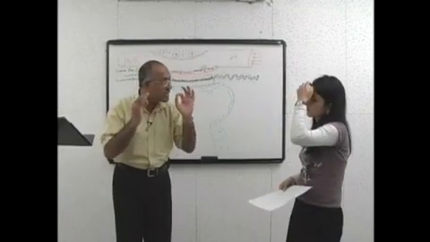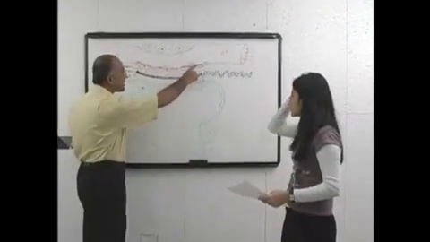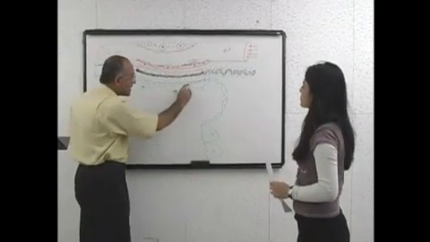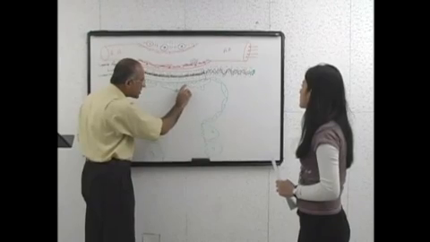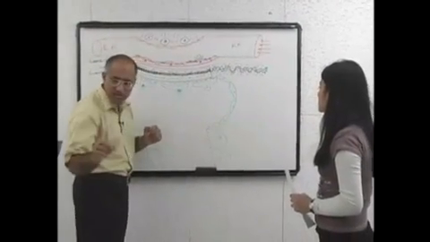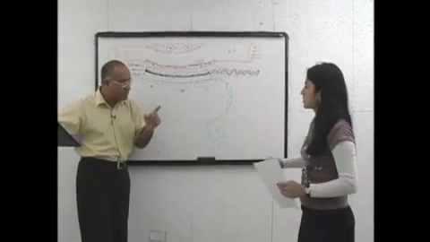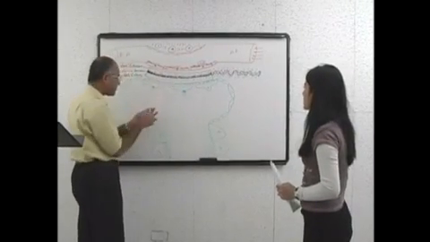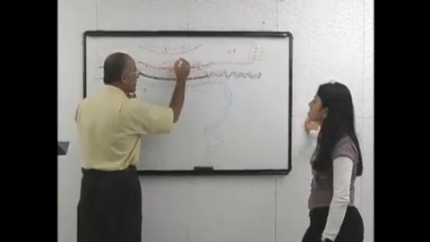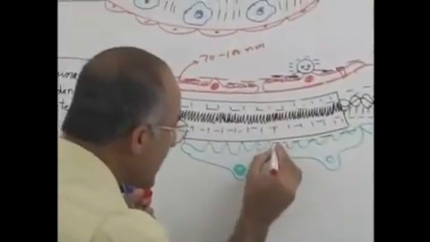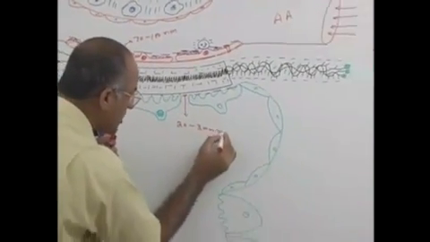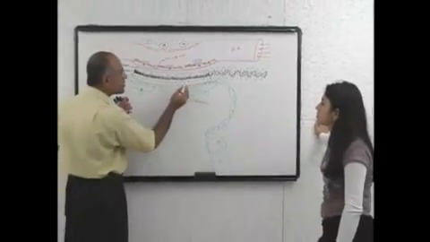Now you should have a very clear concept: on this side, what is this? Fenestrations. And here there are spaces between two interdigitating areas. What is this area? Filtration slits. And what you have to see is the size. The fenestration was 70 to 100 nanometer. And this filtration slit, what is the size of it? 20 to 30 nanometer.